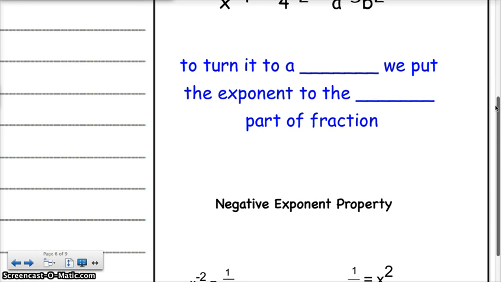So to turn it into a positive exponent, what we do is put the exponent to the opposite part of the fraction. Because every number can be written as a fraction. Even whole numbers, 4 is really 4 over 1.